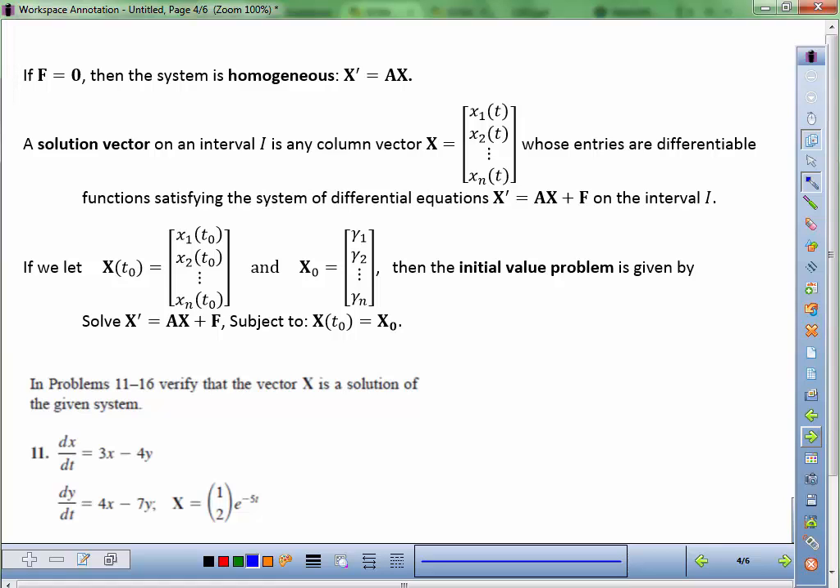Okay, I did mention in the previous page that if those functions were zero, you can consider the zero vector, we have a homogeneous system, which is what we're going to focus on in this class. Just to formally define a solution vector, a solution is going to be a vector of functions. So now they call it a vector instead of a matrix. Anyways, it's a set of functions whose entries are supposed to be differentiable functions, and they would satisfy your differential equation.